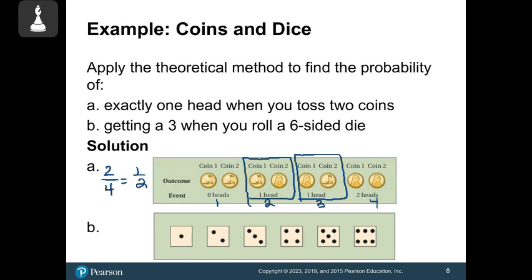The second question, we've got a 6-sided die, and we want to know the probability that we roll a 3. A normal die has the same probability for every single number. We've got the same chance of rolling every single number. So 3 occurs 1 out of 6 possible numbers.